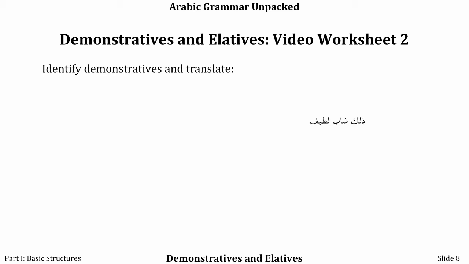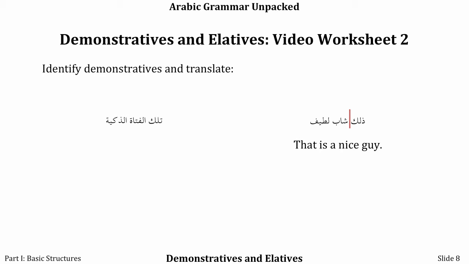Good, let's take a look at these. Dhalik, shab, latif. So here we have definite, indefinite, indefinite. So this is a sentence. We separate the mubtada from the khabar here. So the subject of this sentence is that. What about him? He's a nice guy. Take a look at example number 2.